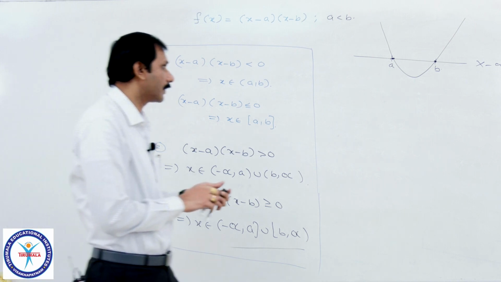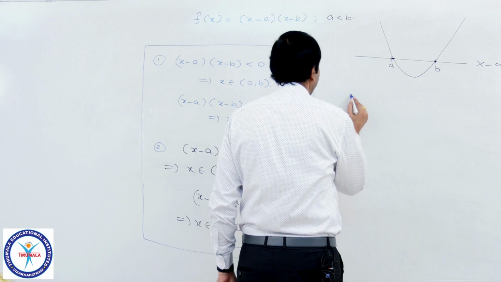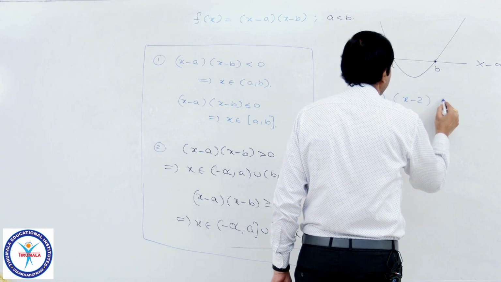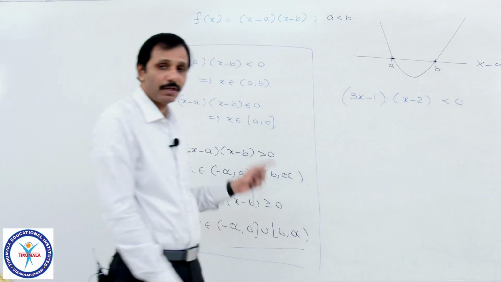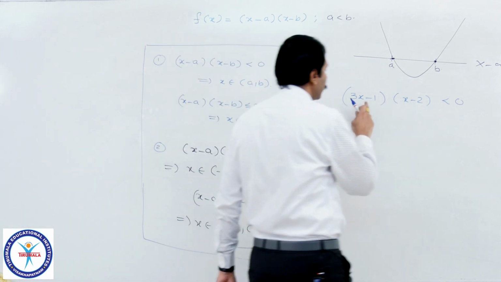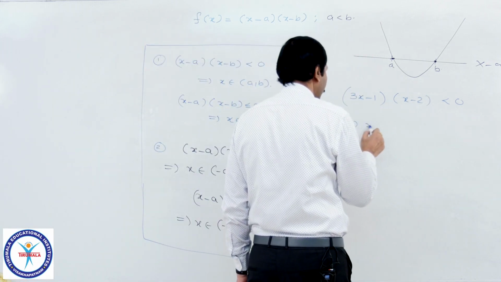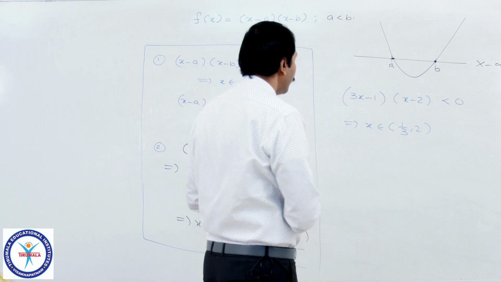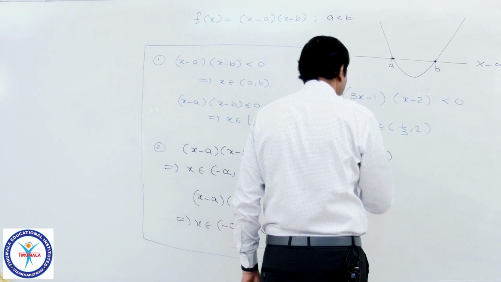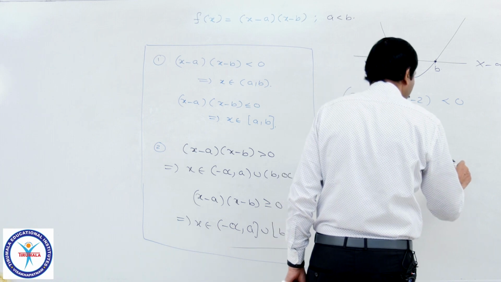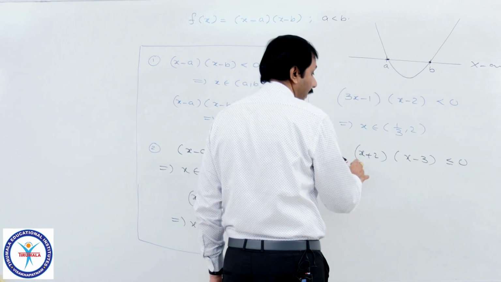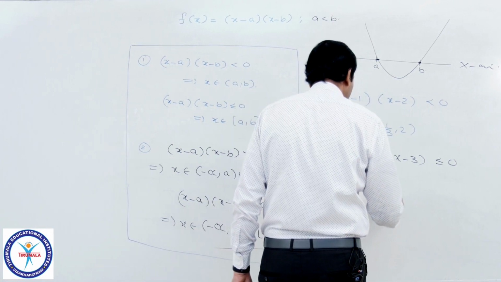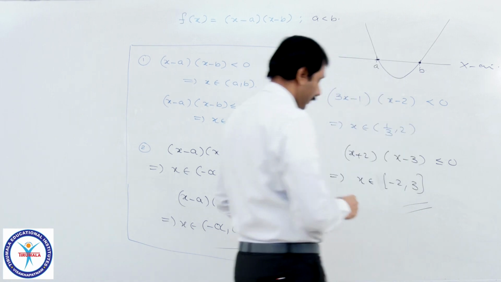One example, let us see. Suppose I want values of x where (3x minus 1) into (x minus 2) is less than 0. Now, what are the zeros of this, you observe? 1 by 3 and 2. Therefore, we can write x belongs to (1/3, 2). And one more: if I take (x plus 2) into (x minus 3) less than or equal to 0, what are the zeros? Minus 2 and 3. That implies I can write x belongs to the closed interval [minus 2, 3] as the answer.